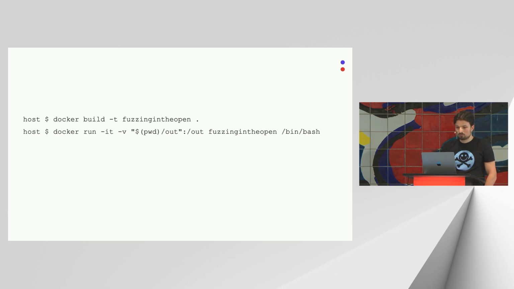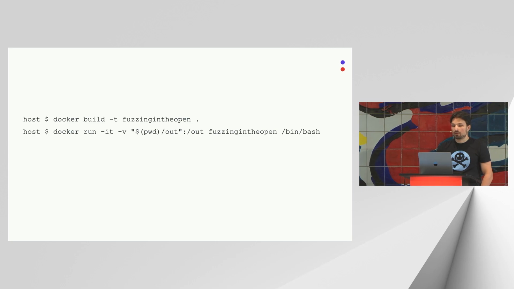Afterward, having this image built, we can spin up a container based on that image. We are setting up a volume with the -v parameter, and the program that we want to run is /bin/bash. So we want to get a bash inside the container.